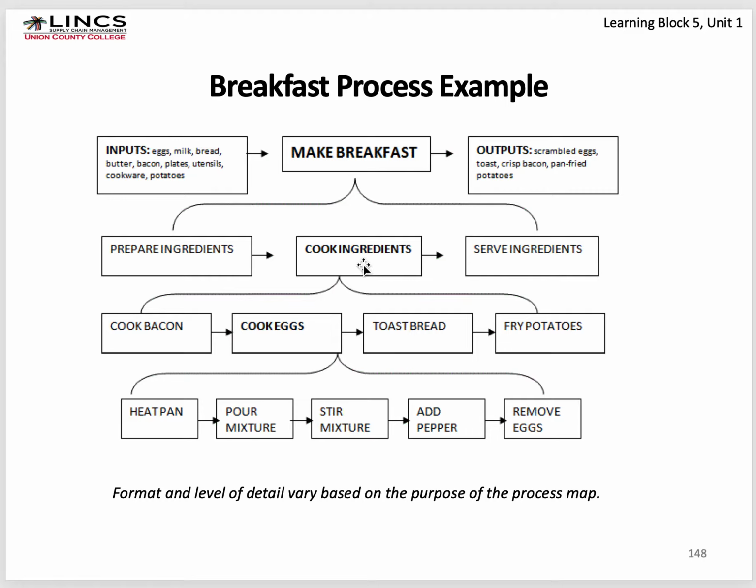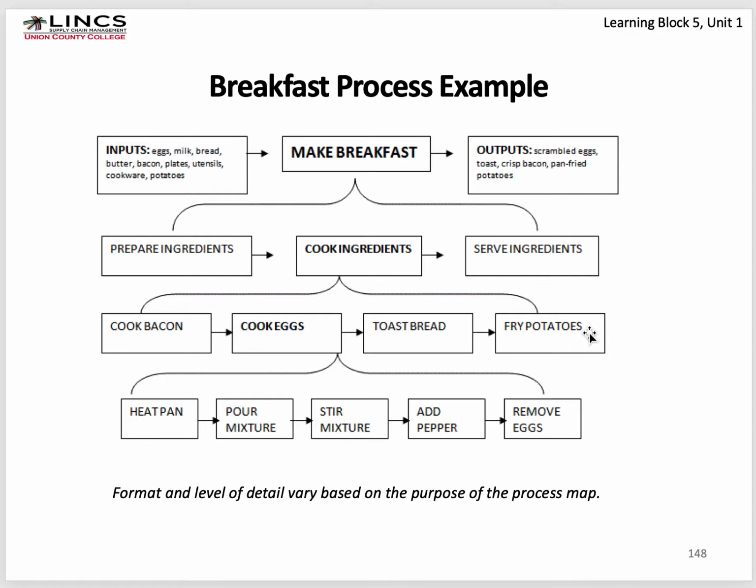All right, so make breakfast. Prepare the ingredients. Cook ingredients. Serve the ingredients. Now, cook ingredients are cooked bacon, cooked eggs, toast bread, fried potatoes. They've got it in order. Do I do this simultaneously, or is it really a flow like this?